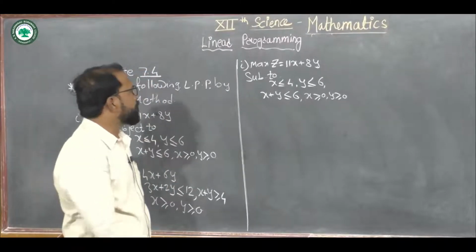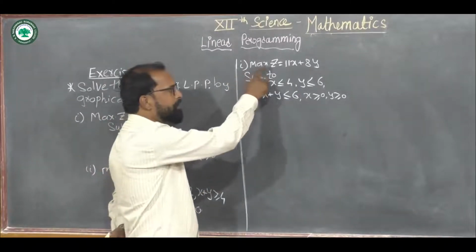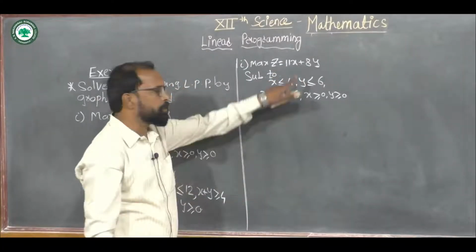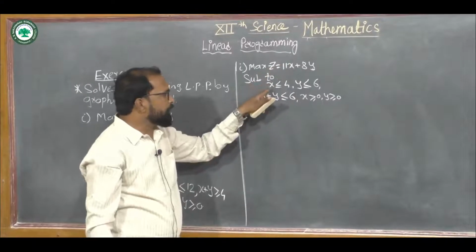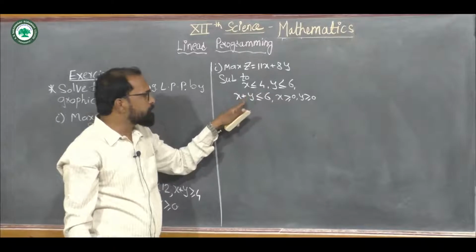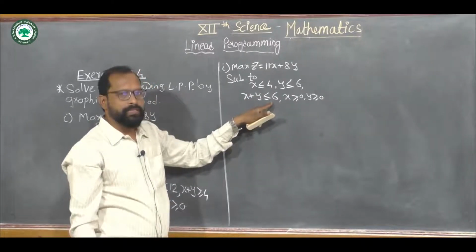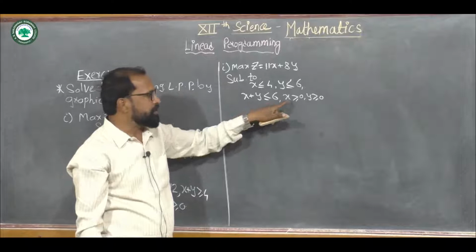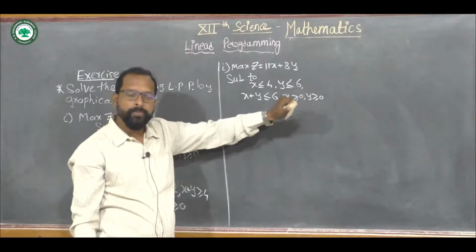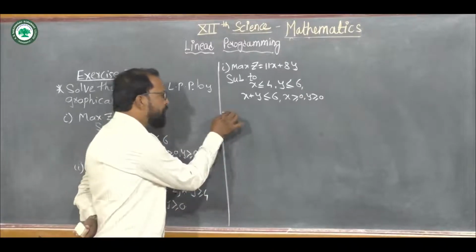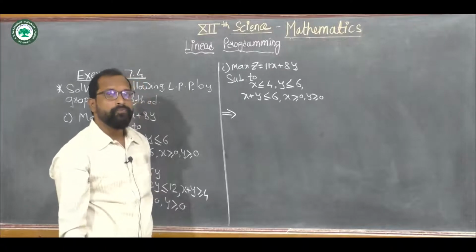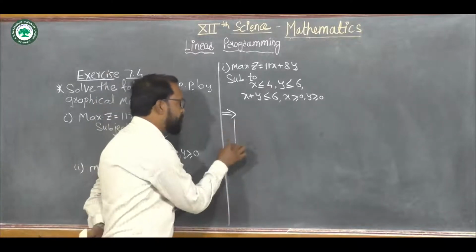Now, first we take the first problem, that is maximize or max z equals to 11x plus 8y. This is the objective function. Subject to x is less than or equals to 4, y is less than or equals to 6, x plus y is less than or equals to 6. And the non-negative constraints, that is x is greater than or equals to 0 and y is greater than or equals to 0. Now, to solve this LPP by using graphical method, first we find the feasible region.